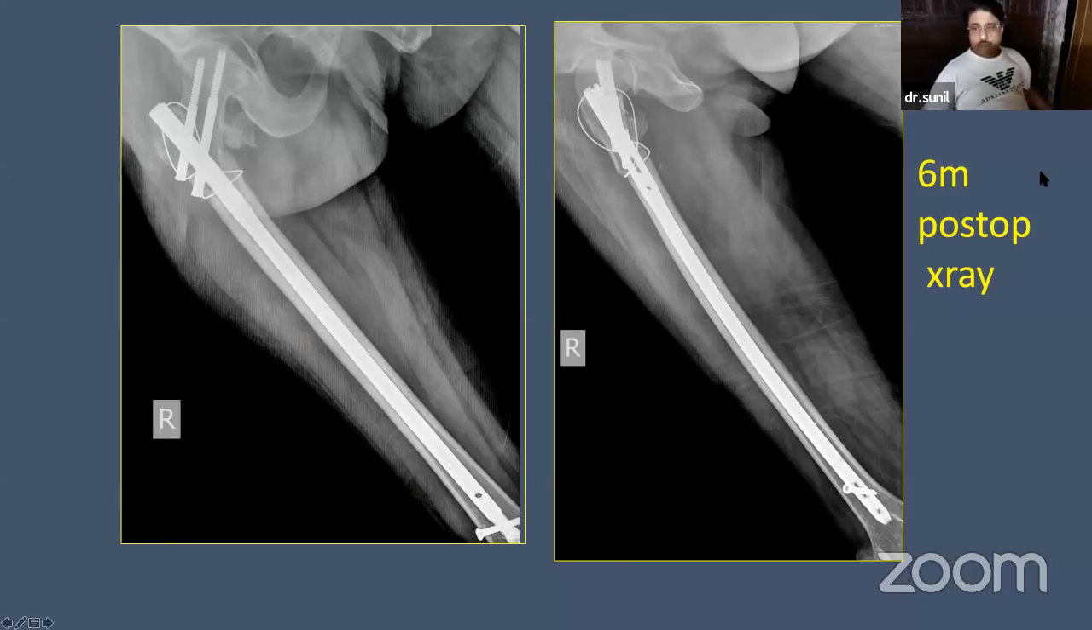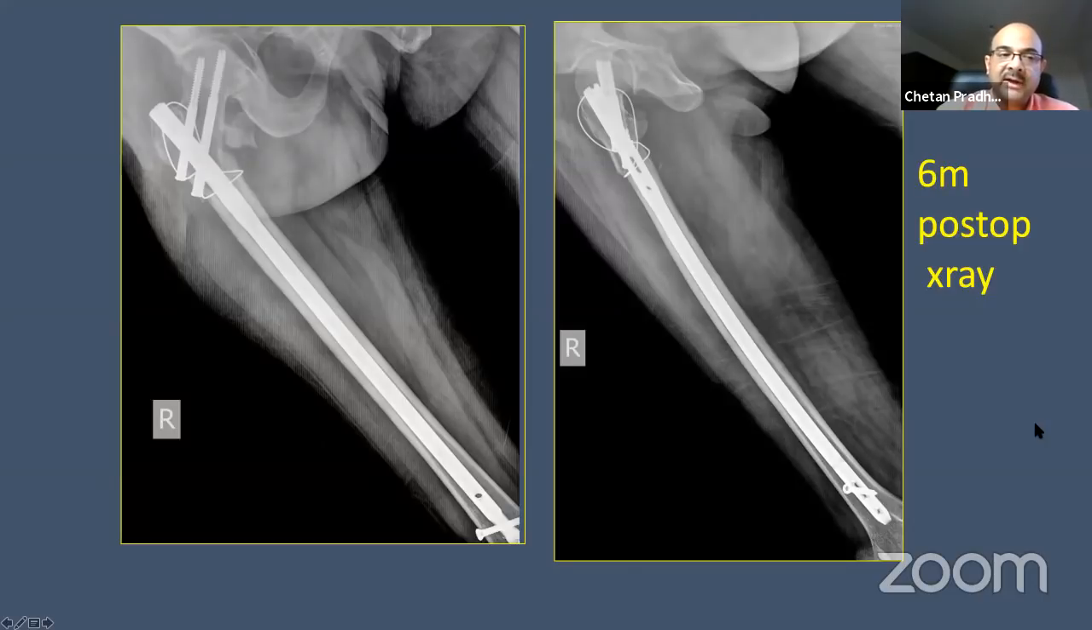Next slide. So I just want the entire panel of faculty to analyze, is there anything wrong in this? This is the 6-month post-op X-ray with which the patient has presented.